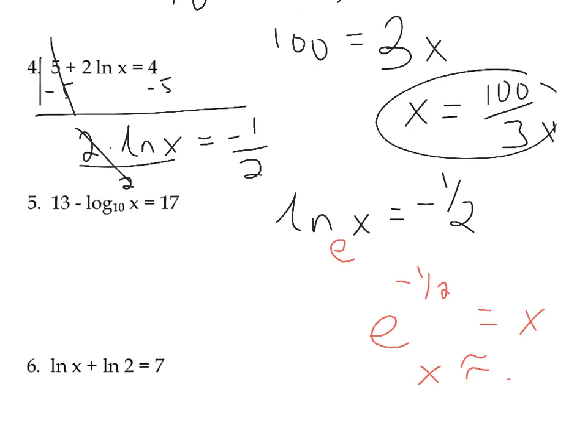Let's use 3 decimal places. That will be 0.607. Okay? So what I would do is continue watching the video, day 2 notes, and then you could start your homework. Okay? Thank you.